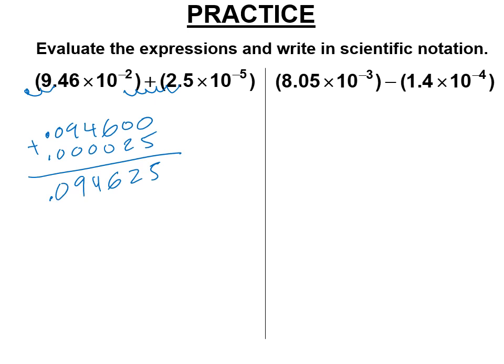And this is a perfect example of scientific notation not being the greatest. Right, we have to move the decimal twice, right behind the first digit. So it's 9.4625 times 10 to the negative second.